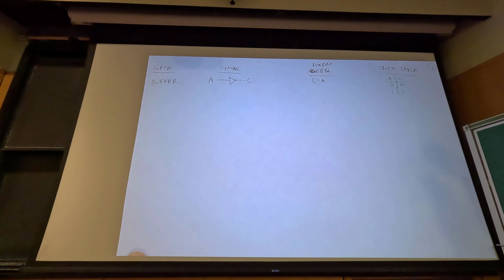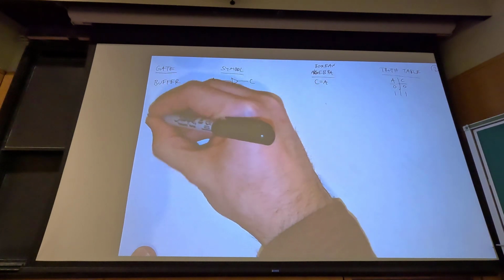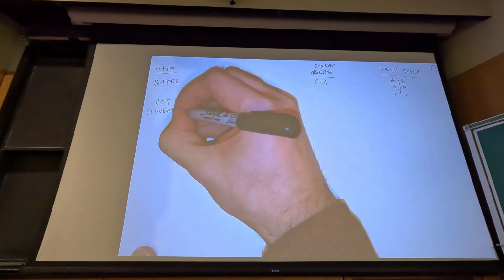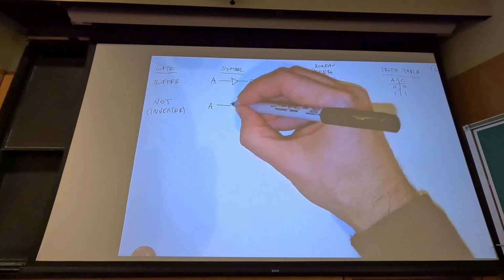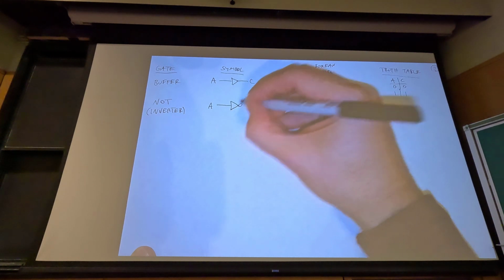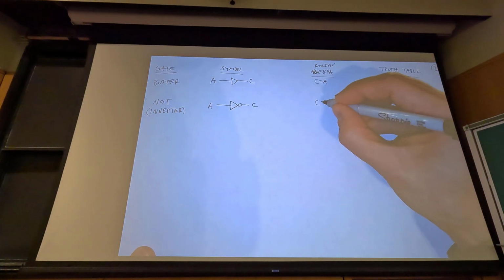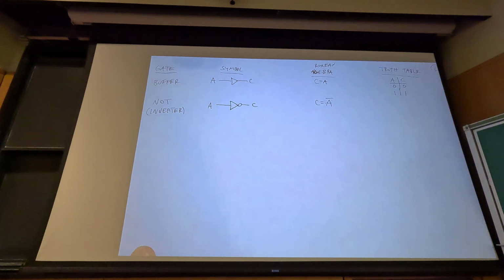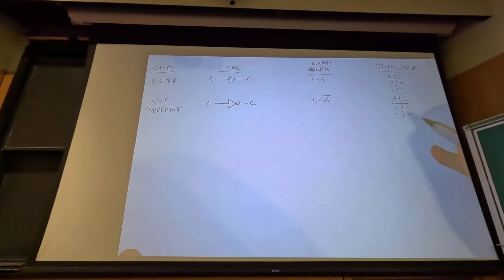Okay, after the buffer, we have a NOT gate, also called an inverter, again, conceptually similar to the analog op-amp version, where we have an input A, and the symbol is the triangle with a little circle on the end, which indicates the inversion part. Boolean algebra statement: C equals not A, which is an A with a bar over it. Okay. Truth table is then the output is the opposite of the input. So when the input is 0, the output is 1. When the input is 1, the output is 0. Okay. 2 simplest gates.